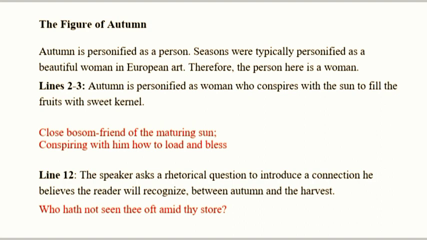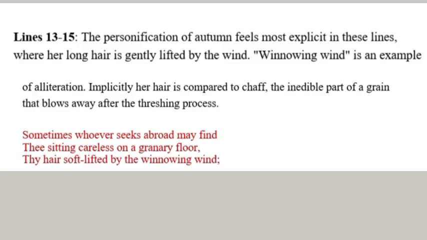Look at line number 12. The speaker asks a rhetorical question to introduce a connection he believes the reader will recognize between autumn and the harvest. The line is: who hath not seen thee oft amid thy store? See lines 13 to 15. The personification of autumn feels most explicit in these lines, where the long hair of autumn is gently lifted by the wind. Winnowing wind is an example of alliteration here. Implicitly, her hair is compared to chaff, the inedible part of a grain that blows away after the threshing process.